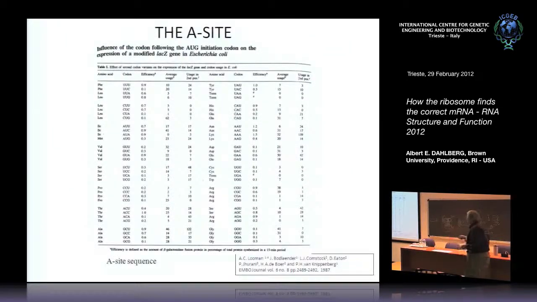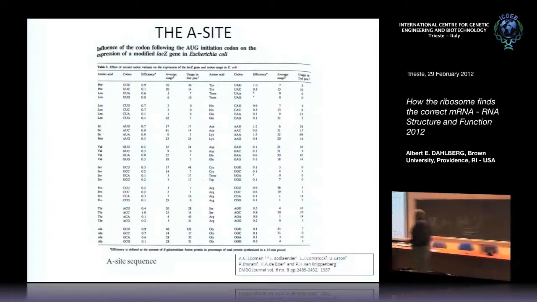Then they asked the other question. This is Herman de Boer's work, sorry, and Piet van Nippenburg. And what they did, again in Holland, was now to look at the other side of the AUG. Instead of the E site, they looked at the A site on the other side of AUG. And again, they found sequences where it was 0.1, and then they found sequences where it was 1.5. So you have a 15-fold difference here.